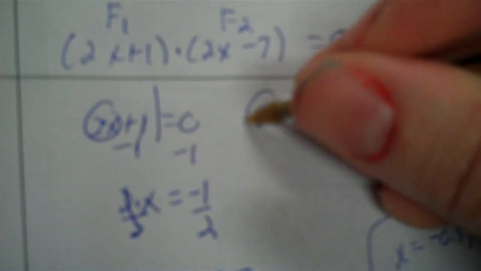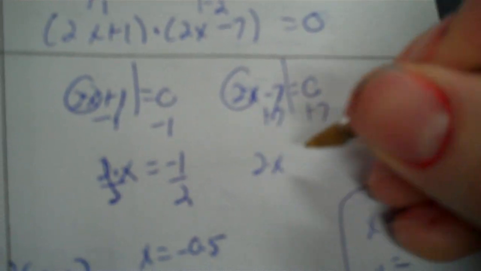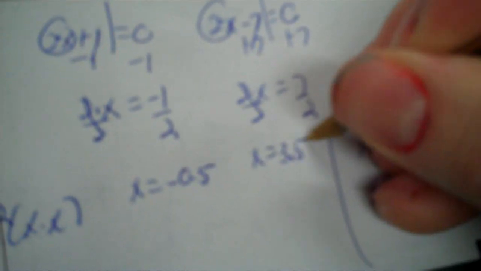Then over here you got times 2 plus 7. 2 times x equals 7. Then divide by 2. 7 divided by 2 is 3.5. You could also write it as a fraction after you divide it, and it would become 3.5. Either do the decimals or the fractions.